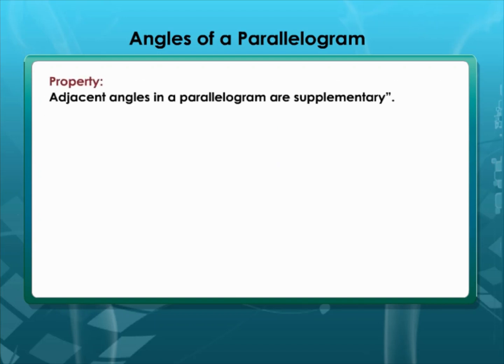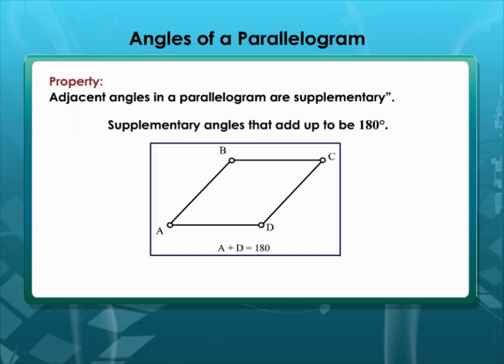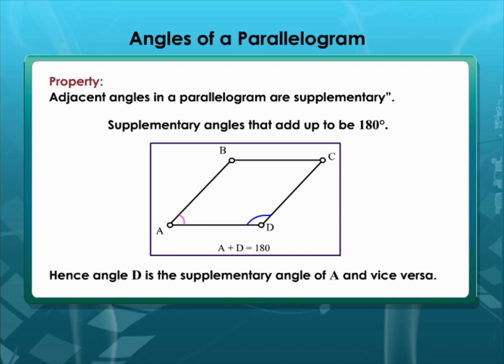Next property is adjacent angles in a parallelogram are supplementary. Supplementary angles add up to 180 degrees. Since angle A and D are adjacent angles, if we add the angle of A and D, we get a total of 180 degrees. Hence, angle D is the supplementary angle of A and vice versa.